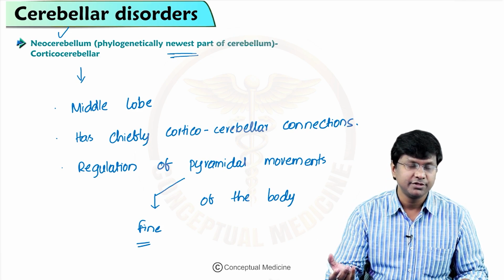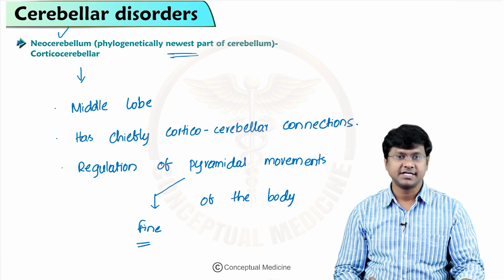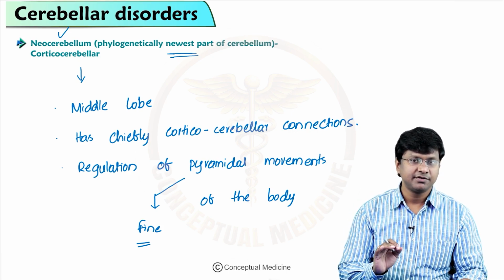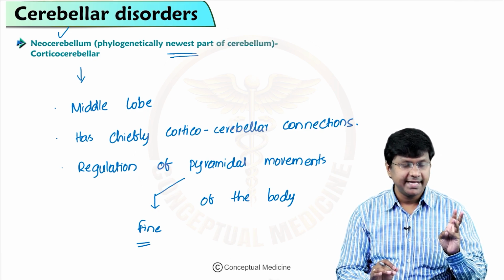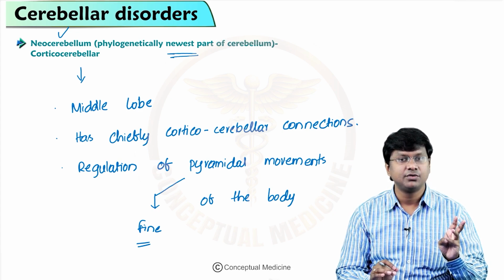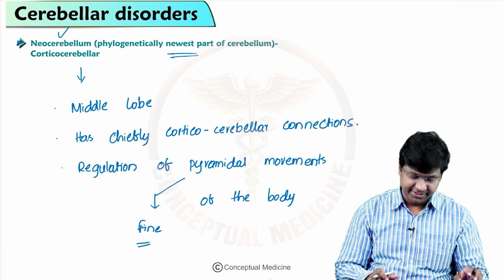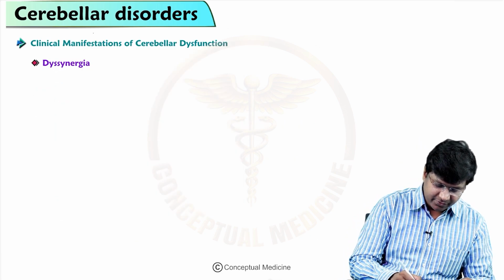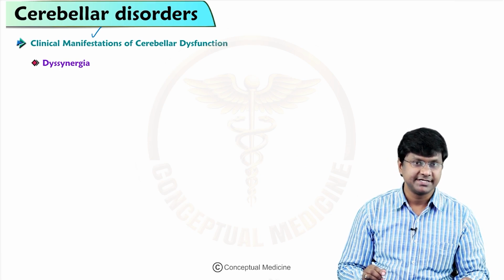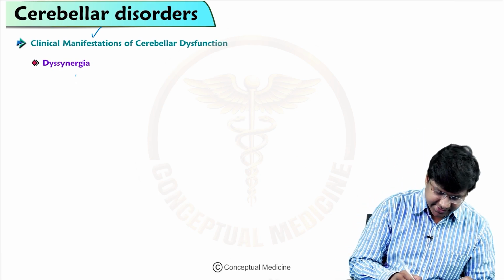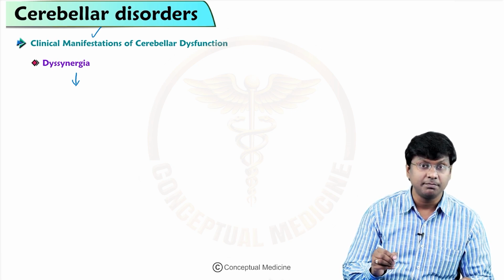Now, before going ahead with the cerebellar disorders, let me discuss the functions of the cerebellum. What is the very important function of the cerebellum? That is coordination. And it helps in carrying out the complex movements. Once the cerebellum is damaged, the individual will develop what is called dyssynergia. What is dyssynergia? It is difficulty in carrying out complex movements.